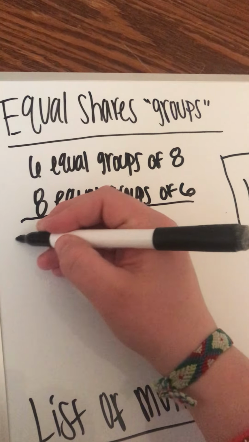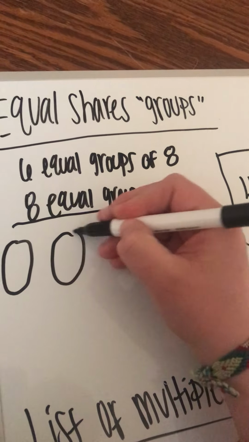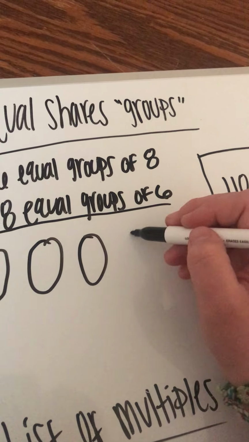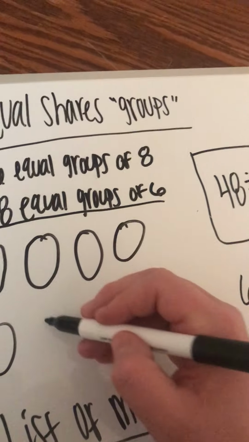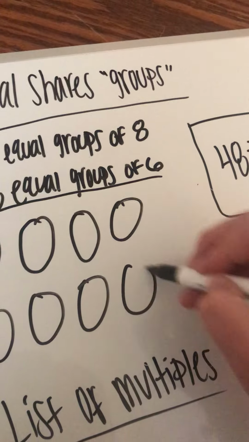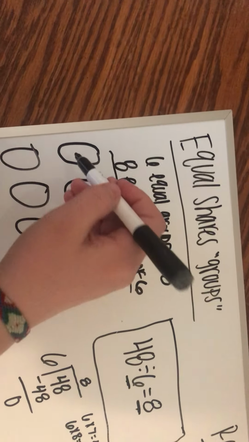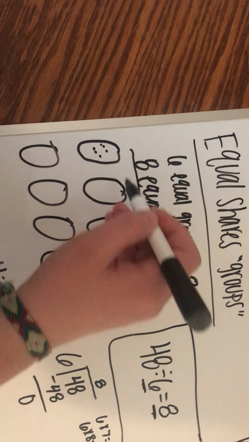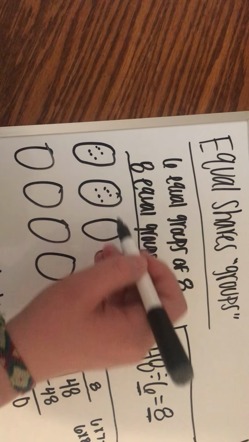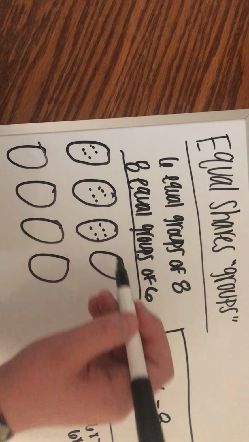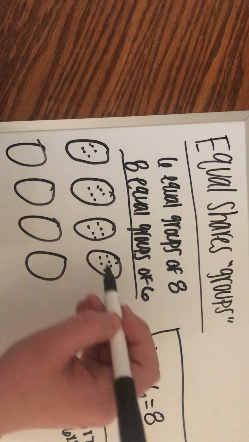So I'm going to draw my 8 groups, which is just 8 circles. Okay, and inside my circles, I'm going to put 6 dots. That represents each group having 6.